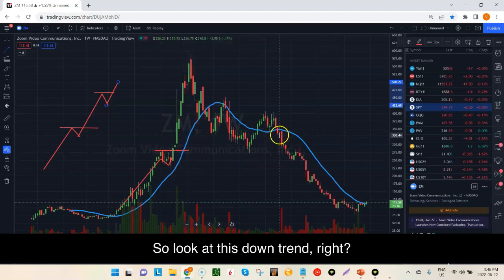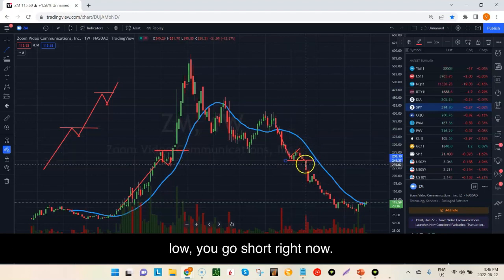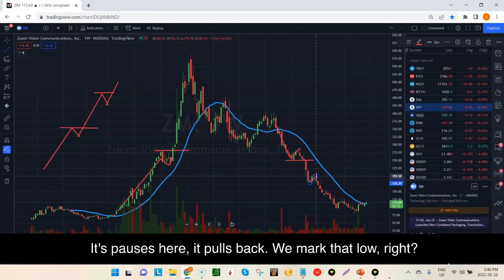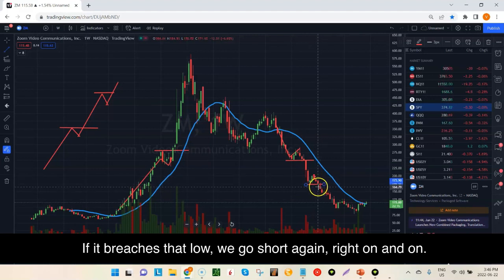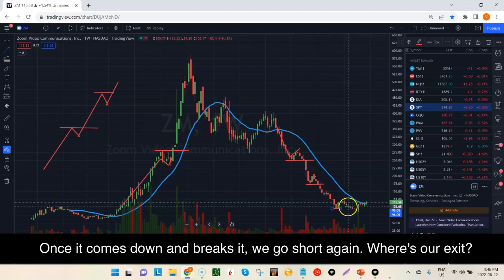Okay. So look at this downtrend. We pull back. Once we retrace a little, you mark that low. And once you break that low, you go short. Now, it pauses here. It pulls back. We mark that low. If it breaches that low, we go short again. On and on it goes. And here's another one. It pulls back. We mark that low. Once it comes down and breaks it, we go short again.